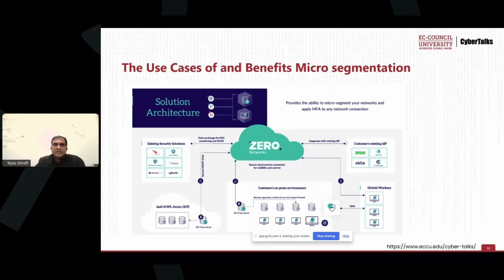Your secure cloud connection is interfacing. Your data is getting exchanged with your existing SOC and SIEM solutions to achieve even some of the SOAR functionalities. You also interface with your customers' on-prem. And all of this, at the heart of it, is the zero trust environment that you're building out. So, zero trust network access.